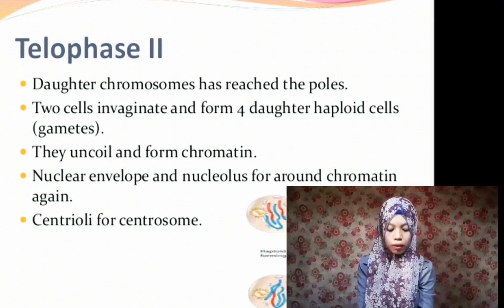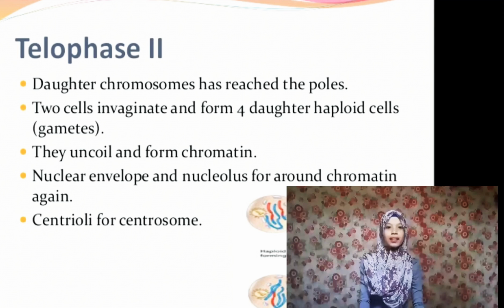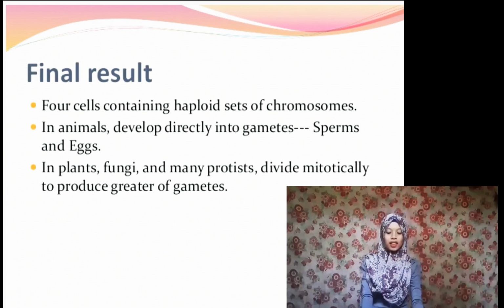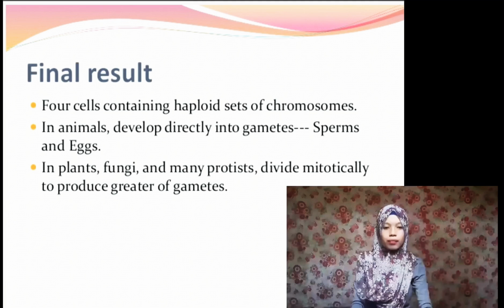The chromosomes decondense and lengthen. Final results: cytokinesis splits the chromosome sets into new cells, forming the final products of meiosis, 4 haploid cells in which each chromosome has just one chromatid. In humans, the products of meiosis are sperm and egg cells.